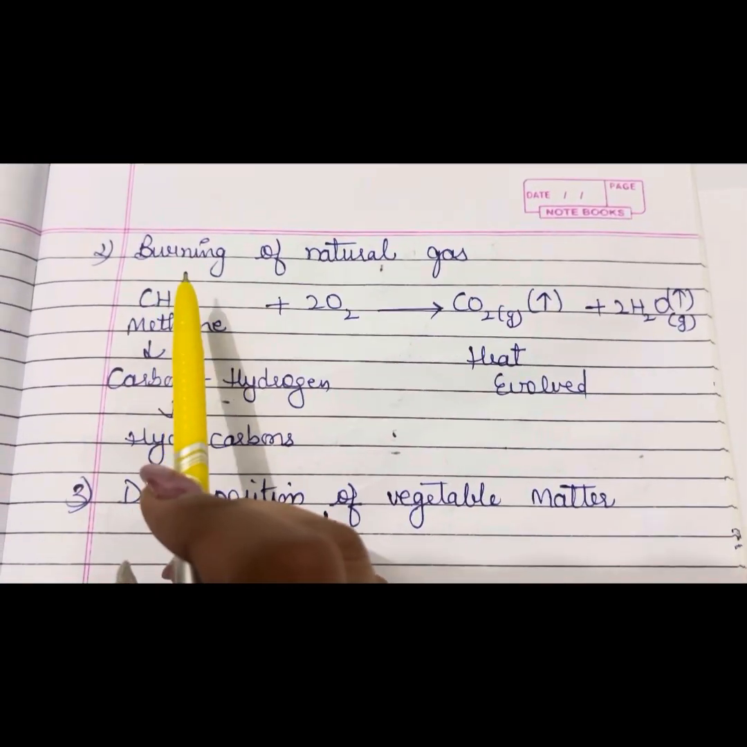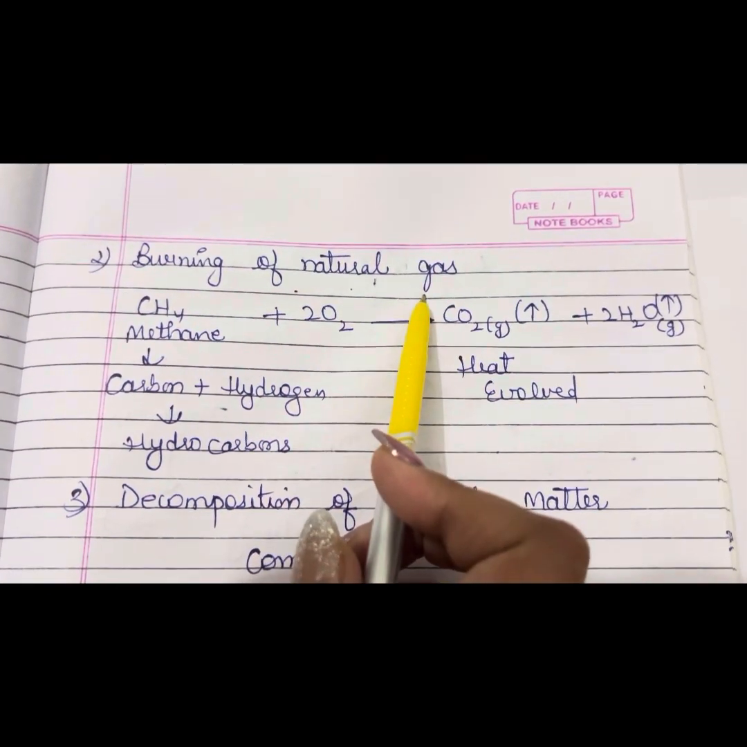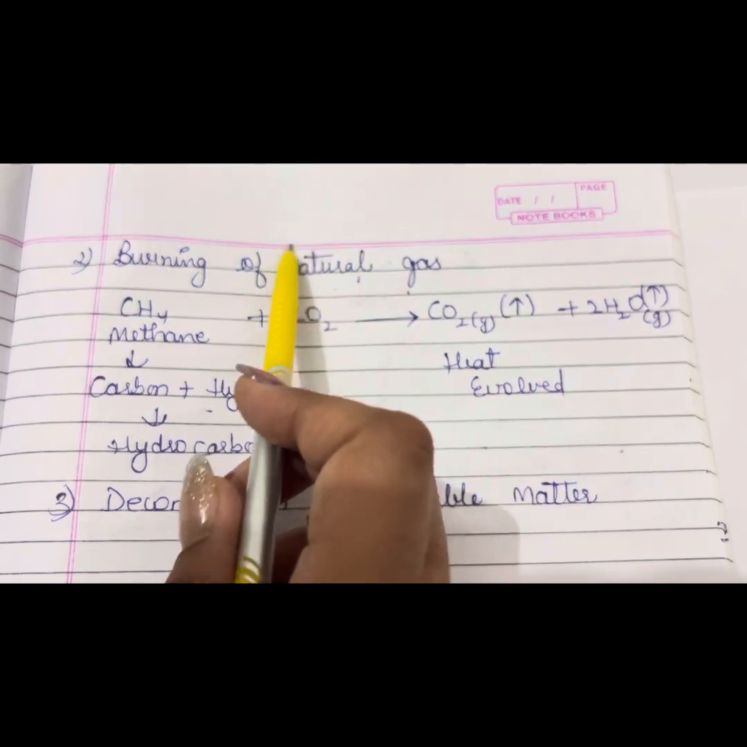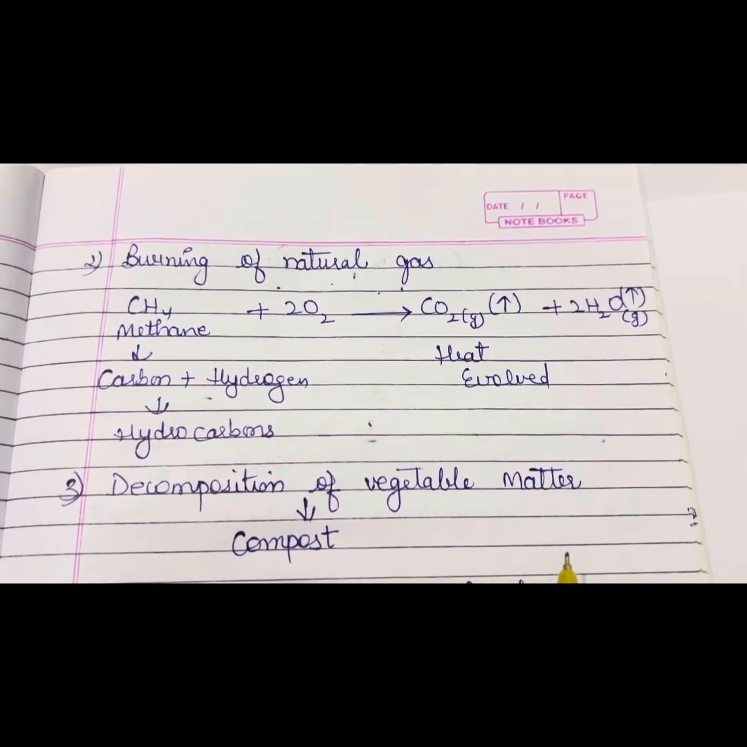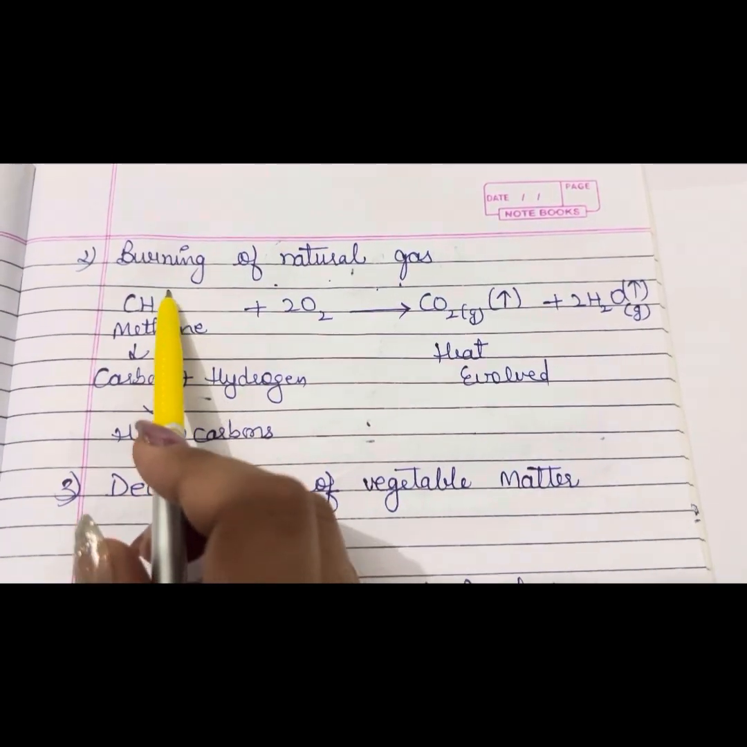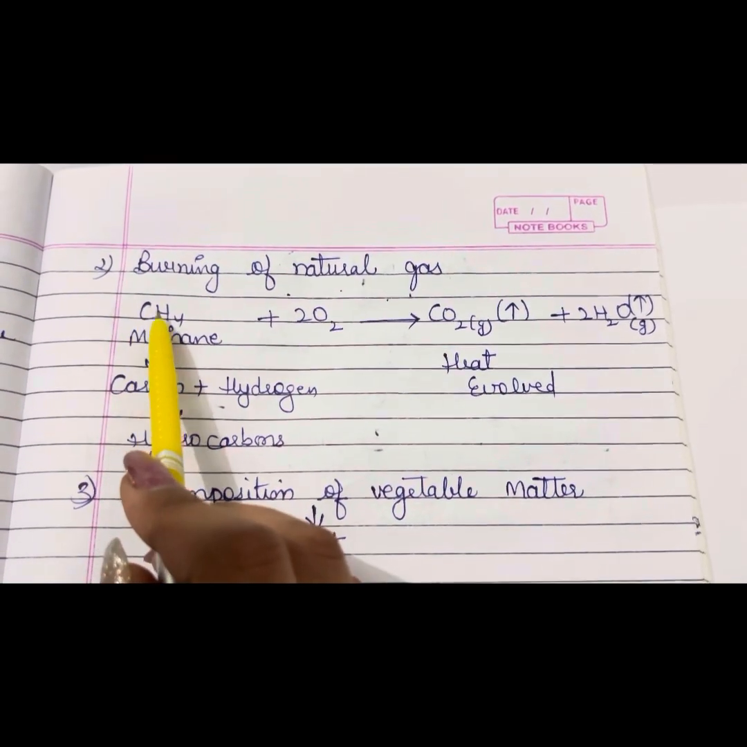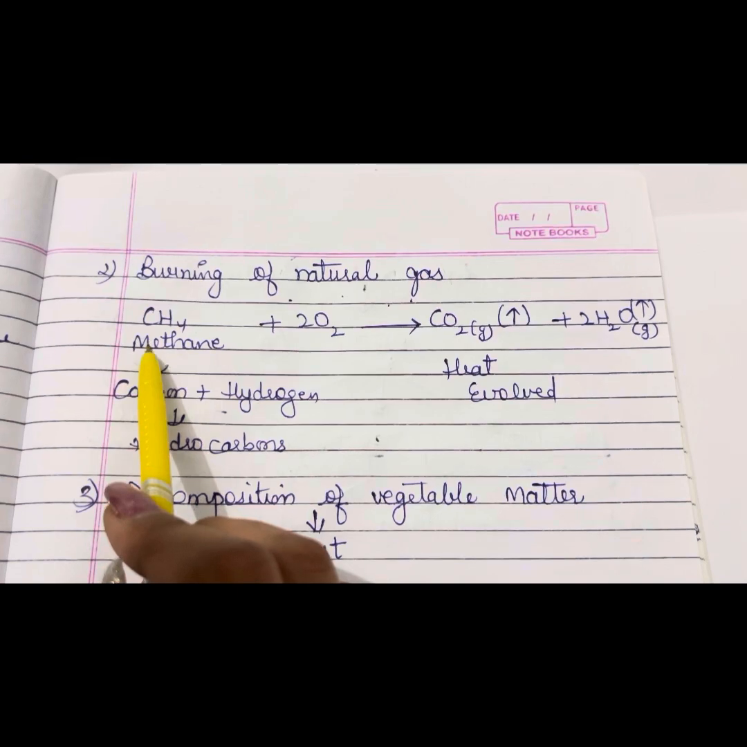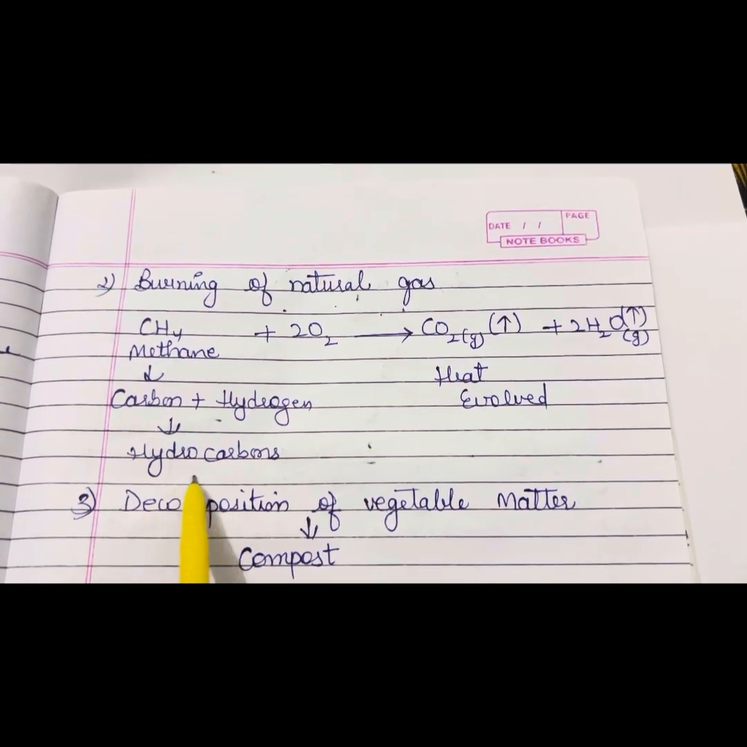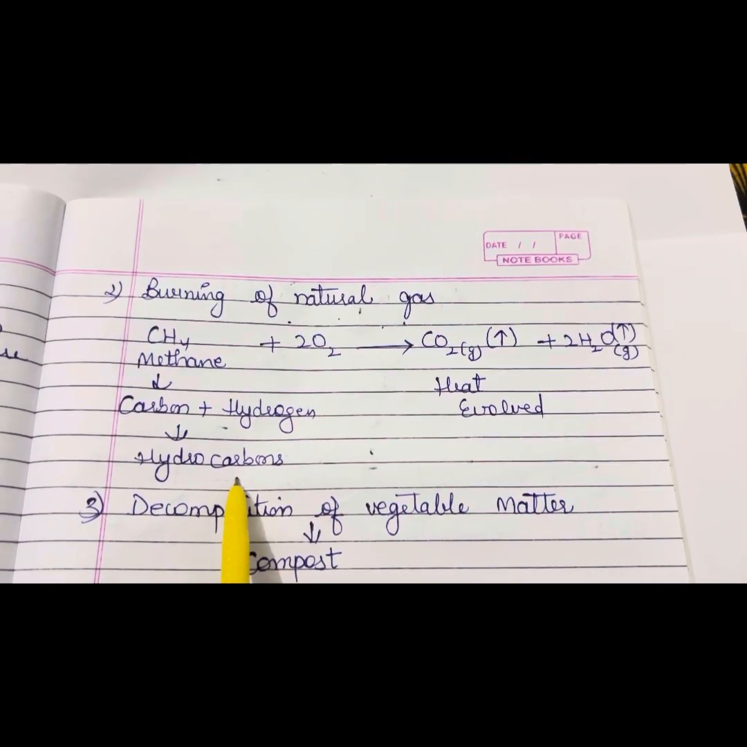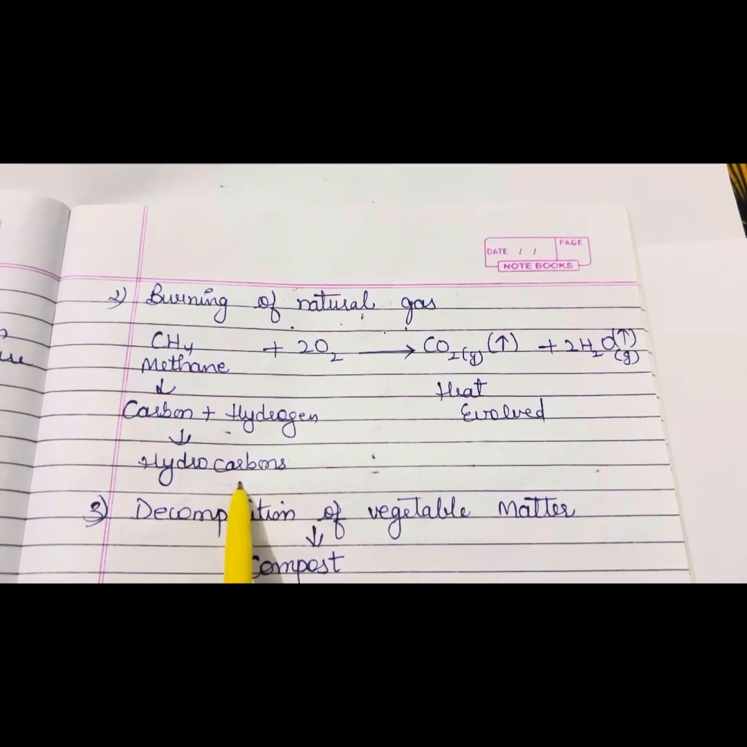Come to the second reaction. Second reaction is burning of natural gas. Whenever we are talking about natural gas, it is the type of gas that is present in our atmosphere. So natural gas is methane. Methane, having formula CH4, is formed from carbon and hydrogen. So this is also named as hydrocarbons, that we will discuss in chapter number 4 of chemistry.